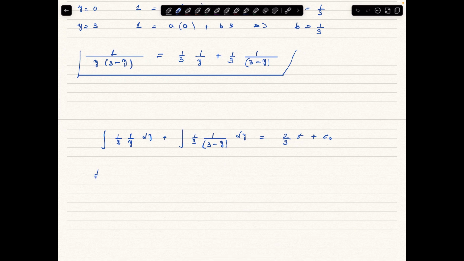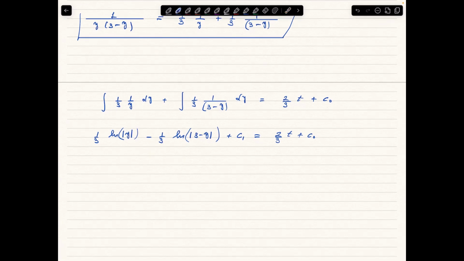So 1/3, here is the natural log of the absolute value of y. And now we have minus 1/3 the natural log of the absolute value of 3 minus y. Why do we have a minus? This minus here comes because of this minus there. So when you do chain rule, you're going to see that that's the reason of this minus. Plus a constant, but we are going to absorb everything. The new integration constant, we are going to put it, well, let's say plus c1, 2/3 t plus c0. Of course, we are going to put this constant inside here.